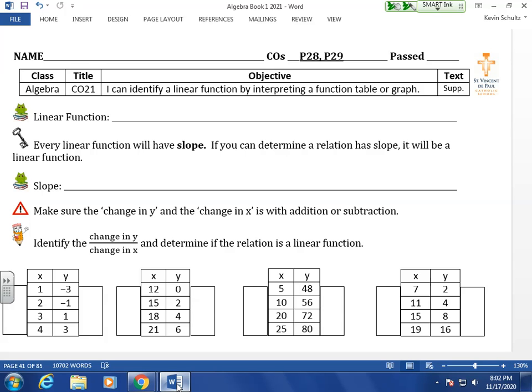Within the function family are linear functions. And linear functions are special in that they have a certain look to them or a certain shape.